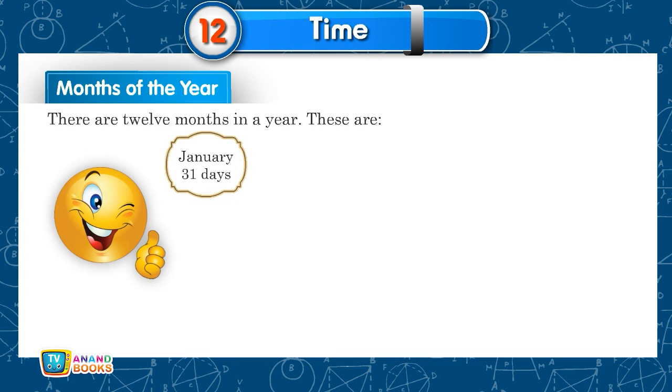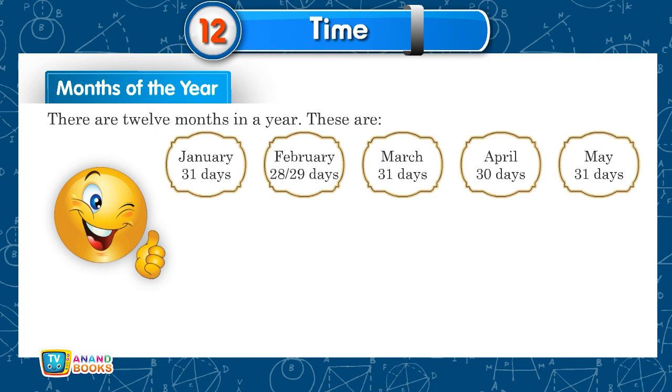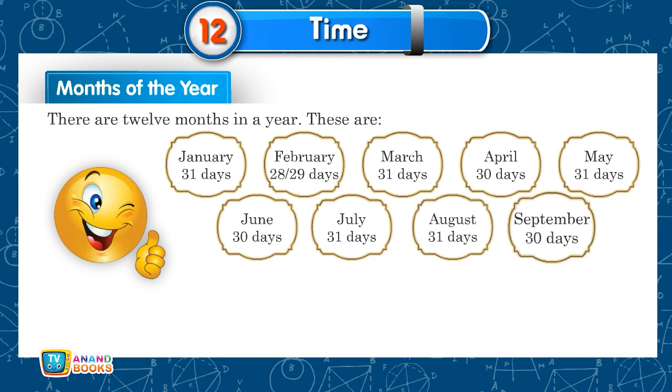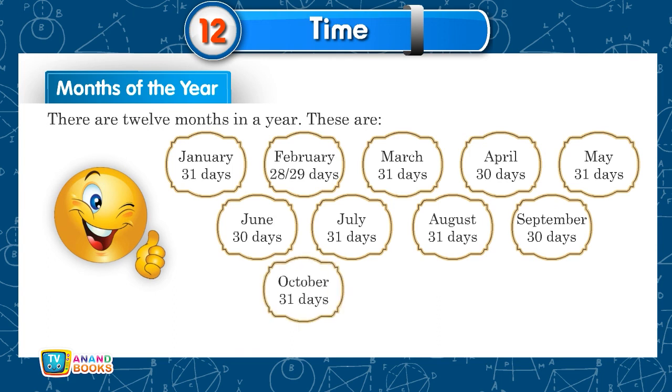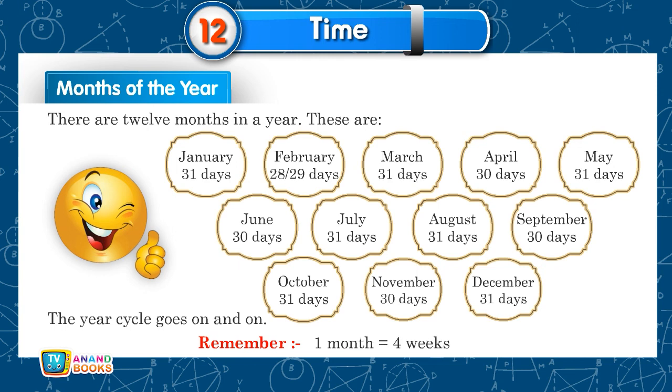These are January, that has 31 days. February, having 28 or 29 days. March, 31 days. April, 30 days. May, 31 days. June, 30 days. July, 31 days. August, 31 days. September, 30 days. October, 31 days. November, 30 days. December, 31 days. The year cycle goes on and on. Remember, 1 month is equal to 4 weeks.